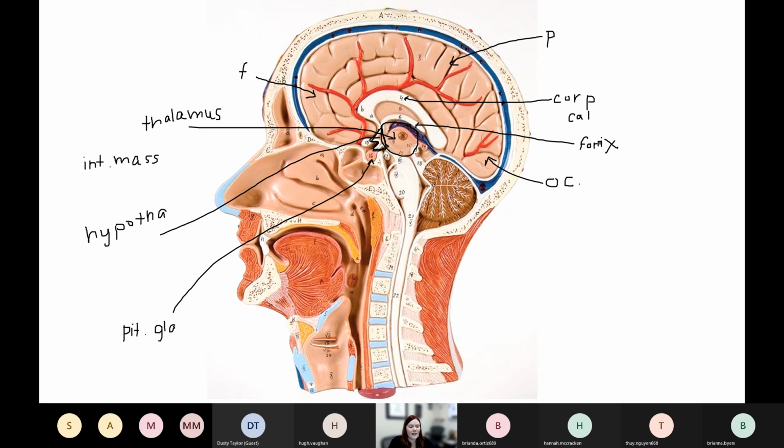And the pituitary gland makes a whole lot of hormones for your body. So sex hormones, hormones that regulate things like hunger or thirst, your blood pressure. You'll talk a lot about the pituitary gland in AMP2.